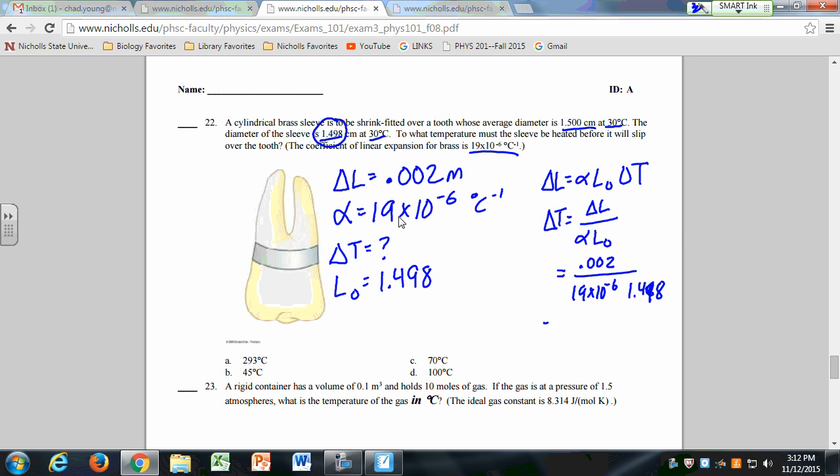I get 70 degrees. So delta T is 70 degrees, but be careful. C is not the answer because this is a change in temperature, not the actual temperature. I'm looking for the actual temperature. Gosh, what did it start at? Right, it started at 30 degrees Celsius, so my new temperature is going to be 100 degrees Celsius. I have to heat it up. I have to change the temperature by 70 degrees in order to get it to get bigger by that amount.